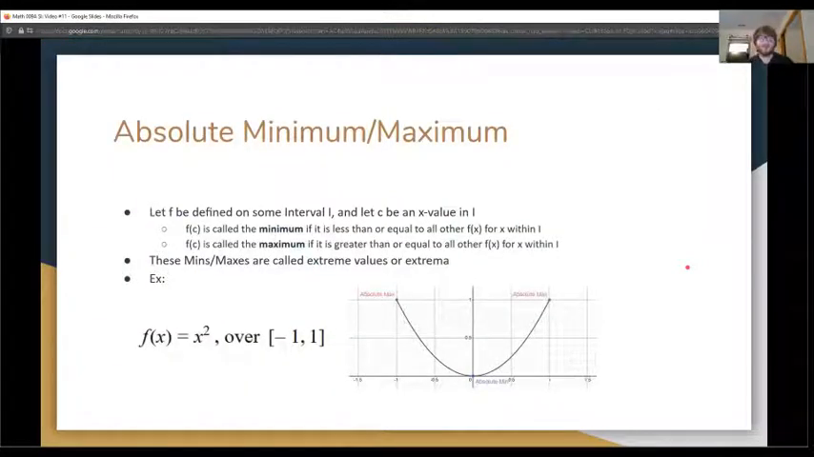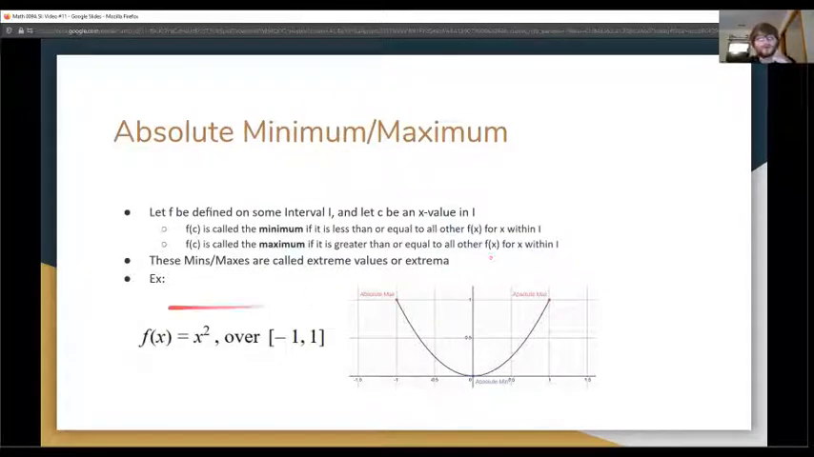So first off, absolute minimums and maximums. Let f be defined on some interval I, and let c be an x value in I. F of c is called the minimum if it is less than or equal to all other f of x for x within I, and f of c is called the maximum if it is greater than or equal to all other f of x for x within I. We call these mins or maxes extreme values or extrema.